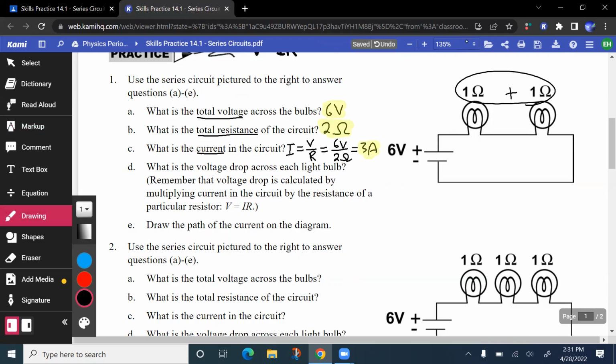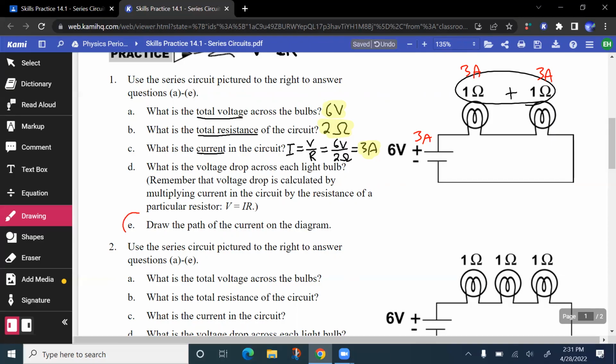Now I'm going to go to my actual graph. I'm going to mark up something here. I'm going to mark up the fact that we have 3 amps going across this light bulb here. And we have 3 amps going across this light bulb here. Because current in a series circuit is exactly the same anywhere. So we had 3 amps coming from the battery, and that 3 amps is going to pass across.